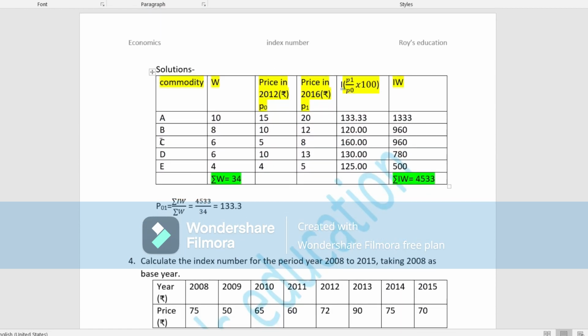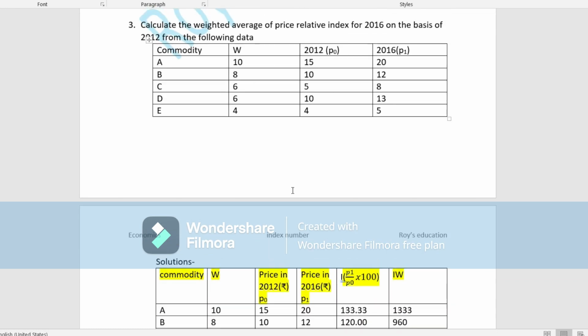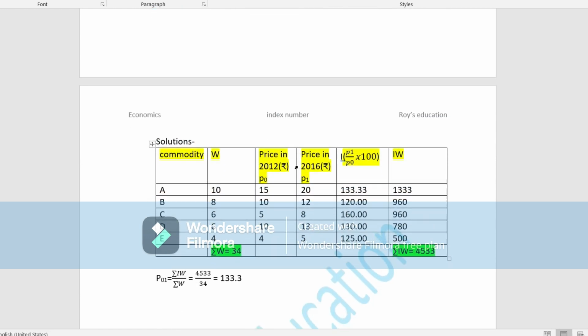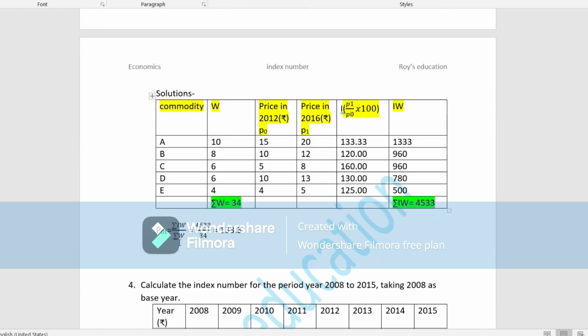See, your commodities A, B, C are given. Weight is also given. Price of 2012 is also given. Price of 2016 is also given. So how are you going to calculate it? Summation IW by summation W. Summation I, the same way we will find out: P1 by P0 into 100. In the same way we have to do the calculation.